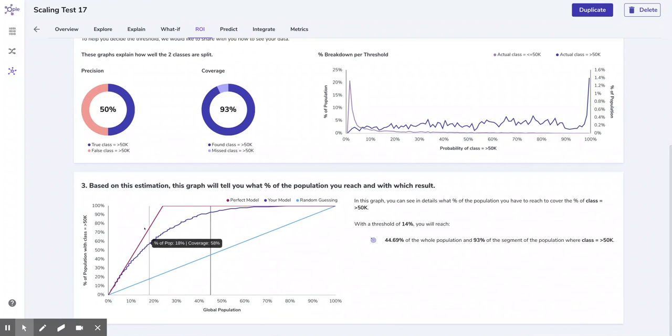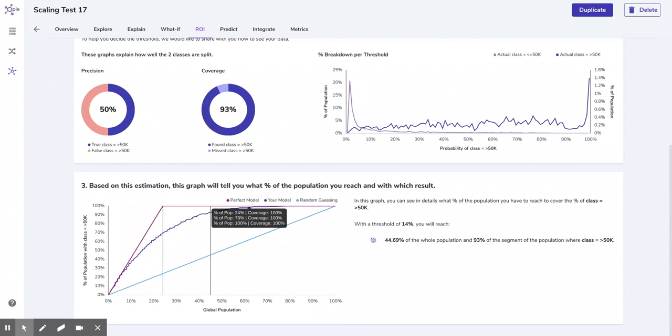We show you what the ideal situation is if you had the perfect model in the fuchsia, and if you had no model at all in blue, and then our model here in the middle in purple. So what you see on the x-axis is the total population, all your leads. What you see on the y-axis is all your leads that would have closed. If you have no model at all, and you go after 50% of your population, you will get 50% of your total leads that would have closed, because you're basically choosing them randomly.